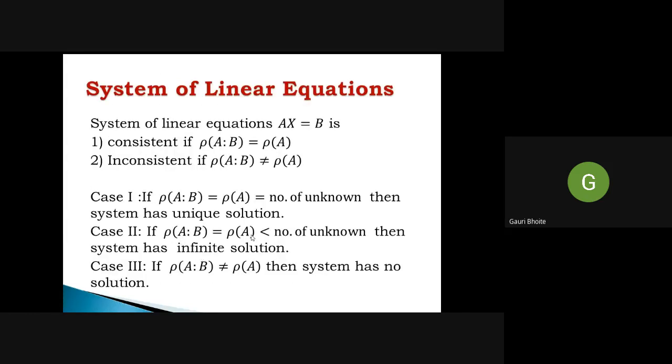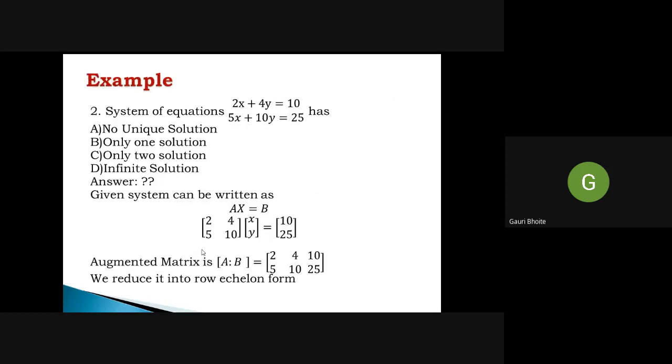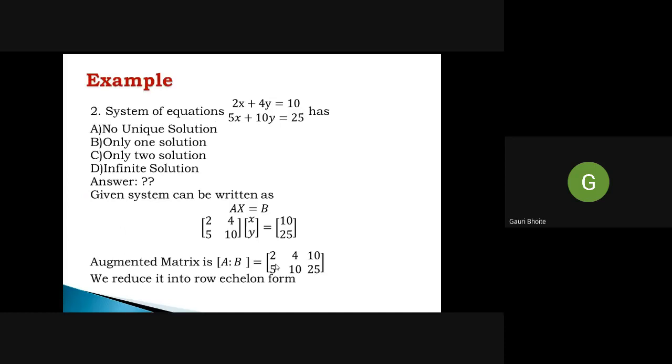So what is the conclusion? If rank of AB is the same as rank of A, but it is strictly less than the number of unknowns, then the system has infinitely many solutions. So this system has infinite solutions. Which option? Option D. Understand? I took a simple example to check what type of solution the system has.